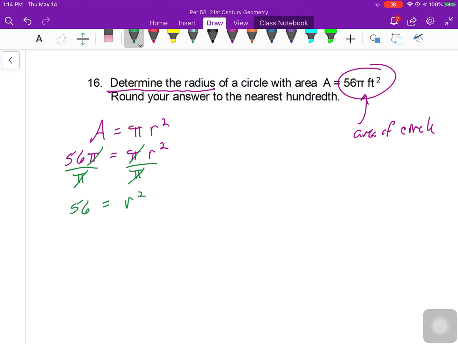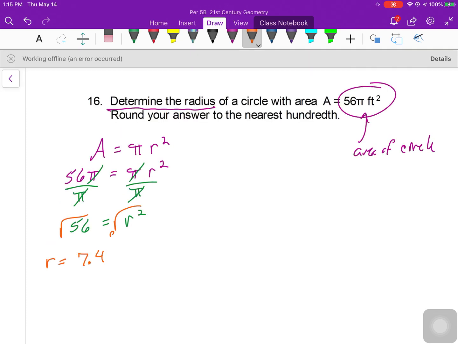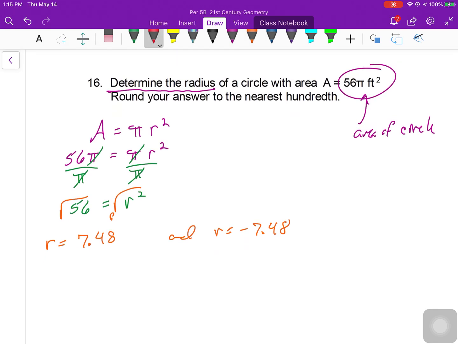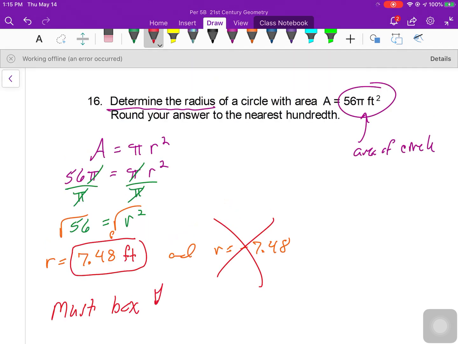So to solve this one, we'll divide by pi on both sides. The pi's, of course, just cancel. We have 56 equals r squared. To finish this, we have to take the square root of both sides. Now, you will get two answers when you take a square root. You get a positive answer, 7.48, and you get a negative answer, negative 7.48. But as we've already mentioned once in this review, you can't have a negative radius. So our answer is going to be the positive 7.48.